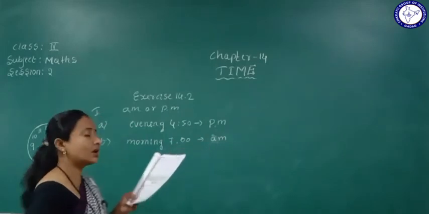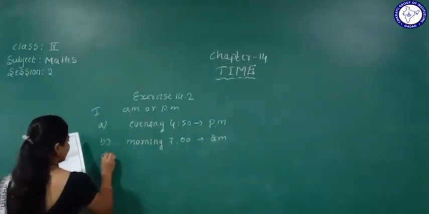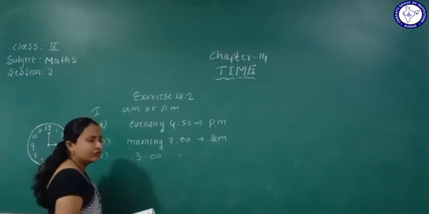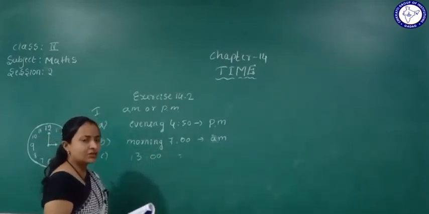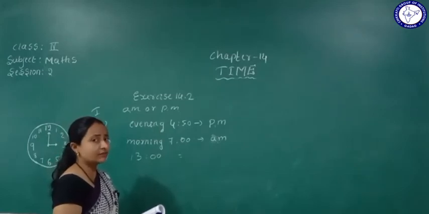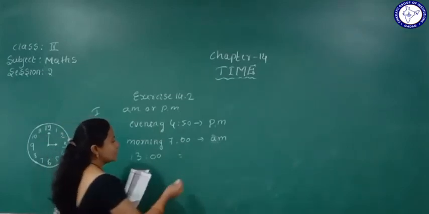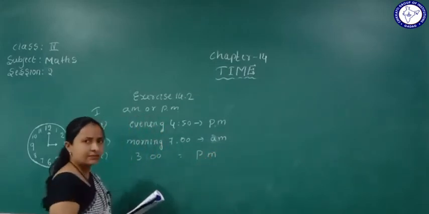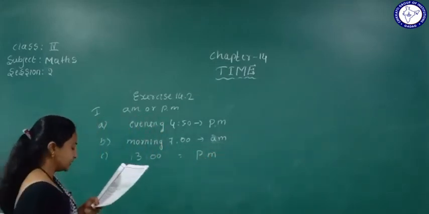Yes, here they have given 13 o'clock, 24 hours. So 13 o'clock. 13 means how much? 12 is complete. After 12, which number does it start from? Yes, that is 1 o'clock. That is PM. 1 o'clock, that is PM. Yes, next one they have given here.